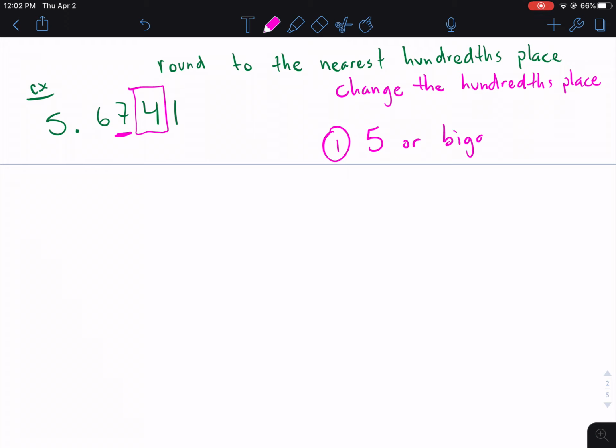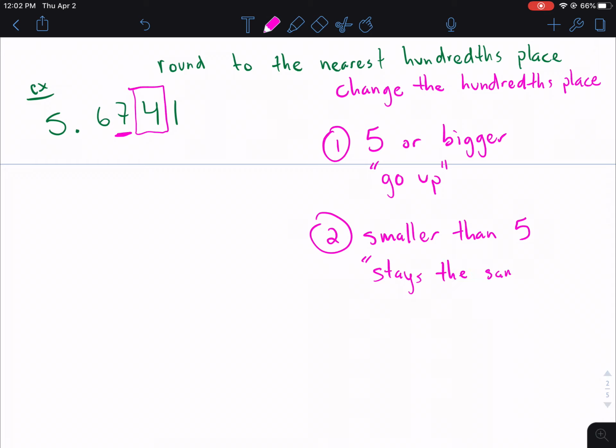Our rules: 5 or bigger, we go up. My second rule: smaller than 5 stays the same. So now the number 4, is it bigger than 5 or smaller than 5? It's smaller than 5. Do we go up or does the 7 stay the same? The 7 stays the same. So our answer is 5.67. All the numbers to the right of 7 do not matter because 7 stays the same.